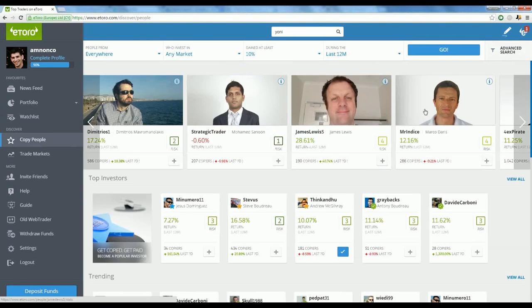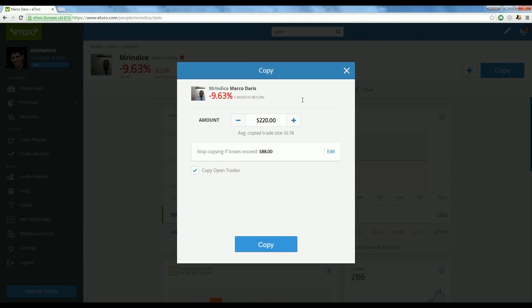Let's find someone to copy. Every time I start a copy, I open a copy pop-up, I see this number, the average copy trade size. For those of you who don't know what this means, we measure the average trade size of this investor, Marco Darius, and we apply that to the amount that you're about to copy with. So if I change it to 290, it changes accordingly.